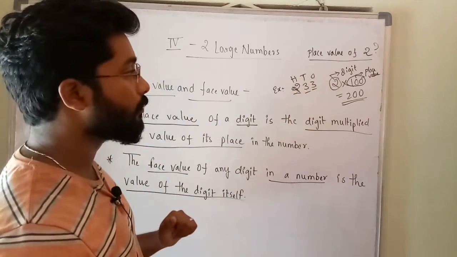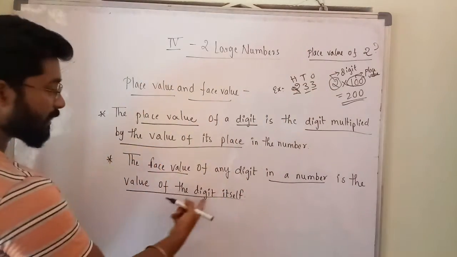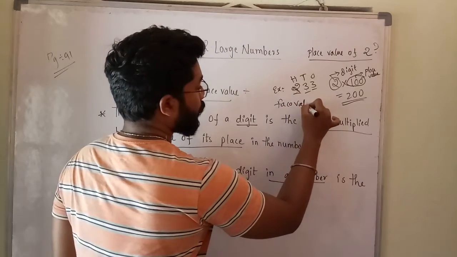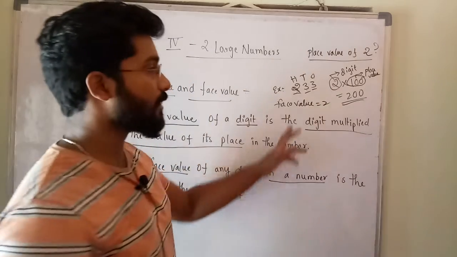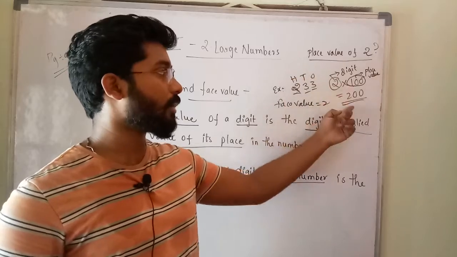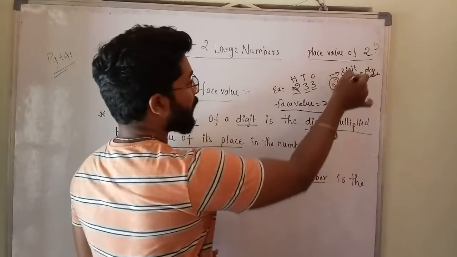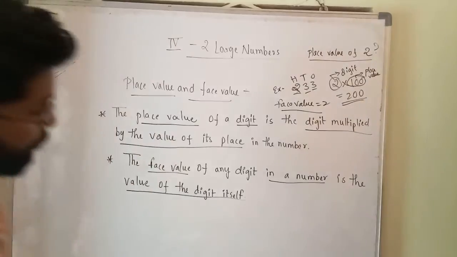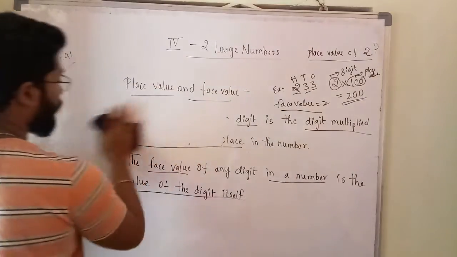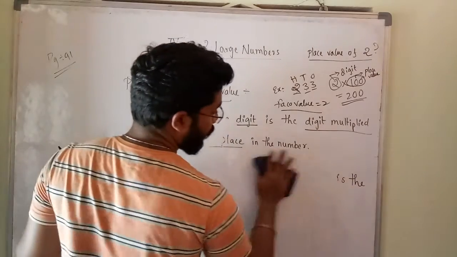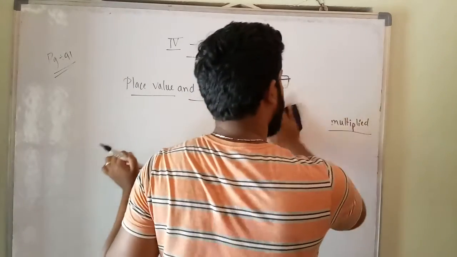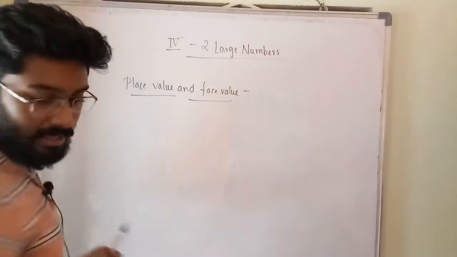What is the face value? The face value is the digit itself, so the face value is 2 only. But the place value is 2 into the value of its place, 100, so 2 into 100 is 200. Face value is 2, place value is 200. These two important points you have to remember. You have to understand them carefully, then only you can solve this type of question. What is the place value, what is the face value? Let us try to understand with some more examples.